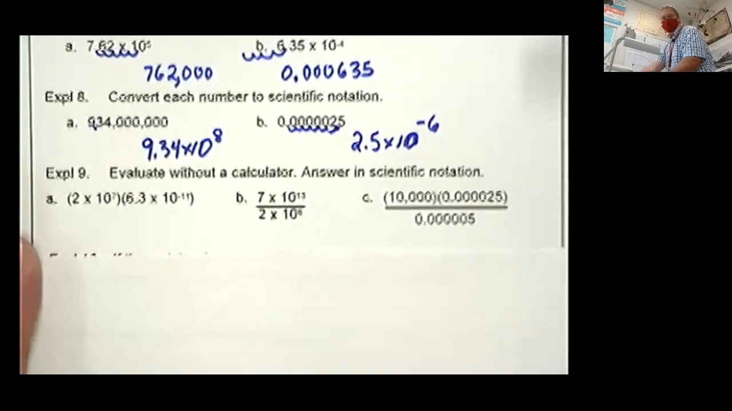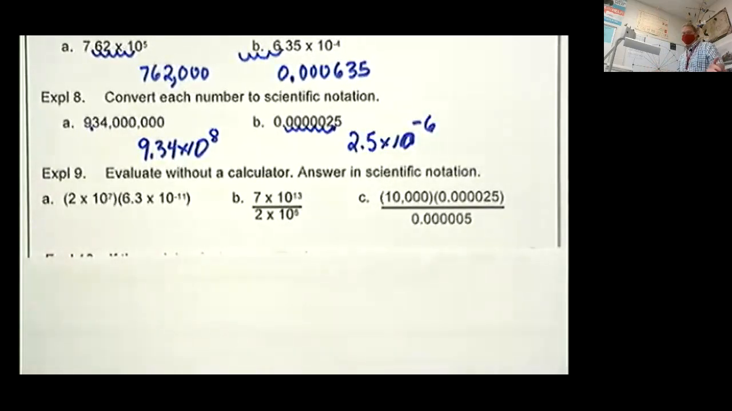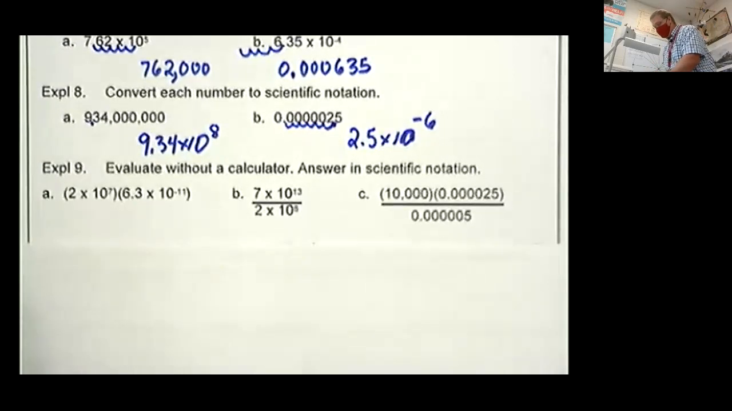Example 9, evaluate without a calculator. Again, this is SAT practice. You're going to take the SAT here in a couple weeks. We can do these without a calculator because there is a non-calculator section on the SAT. How do we do that?